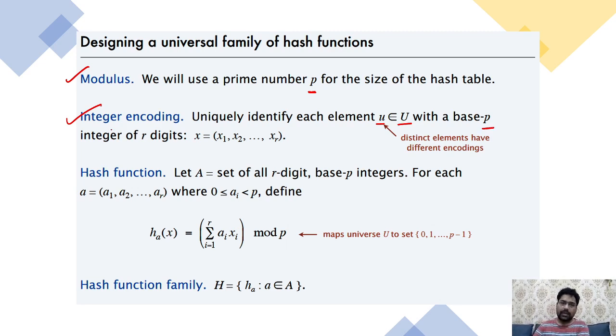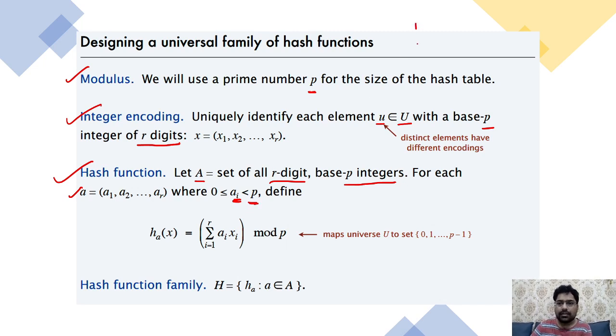Base p represents a prime number integer of r digits, meaning the digits present within the element x will be x1, x2, xr. So how do we design the hash function for it? A is a set of r digits, with a base of prime numbers. Basically we have to select the prime numbers. Next, for each a within the capital A, which is a1 to ar, meaning r number of digits, where ai, any value which you are picking, that should be less than p.